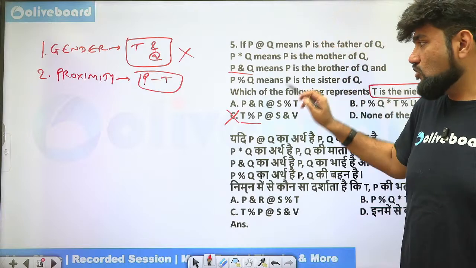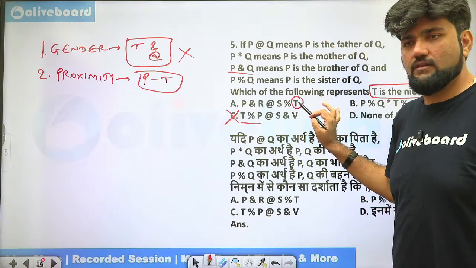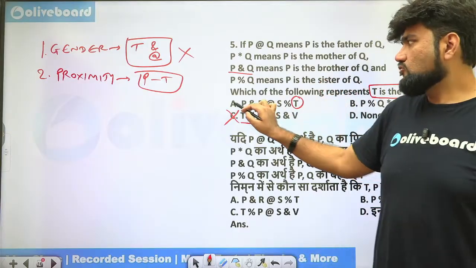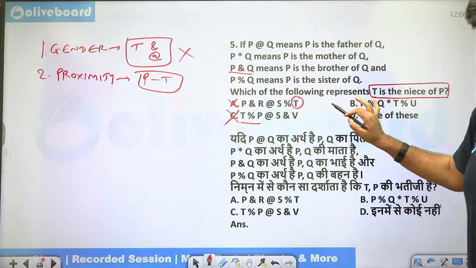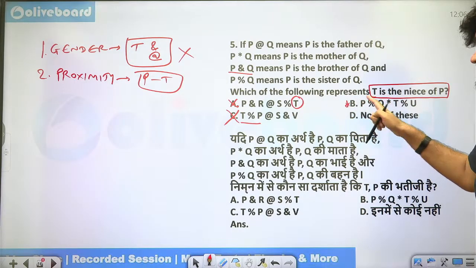In that case, mostly the last term, you will not be able to define the gender. Because see, S% T means S is the sister of T. That's it, it will stop here. So most probably this is also not my answer. But I am not eliminating it right away. I am first checking option B. I will start with option B now.